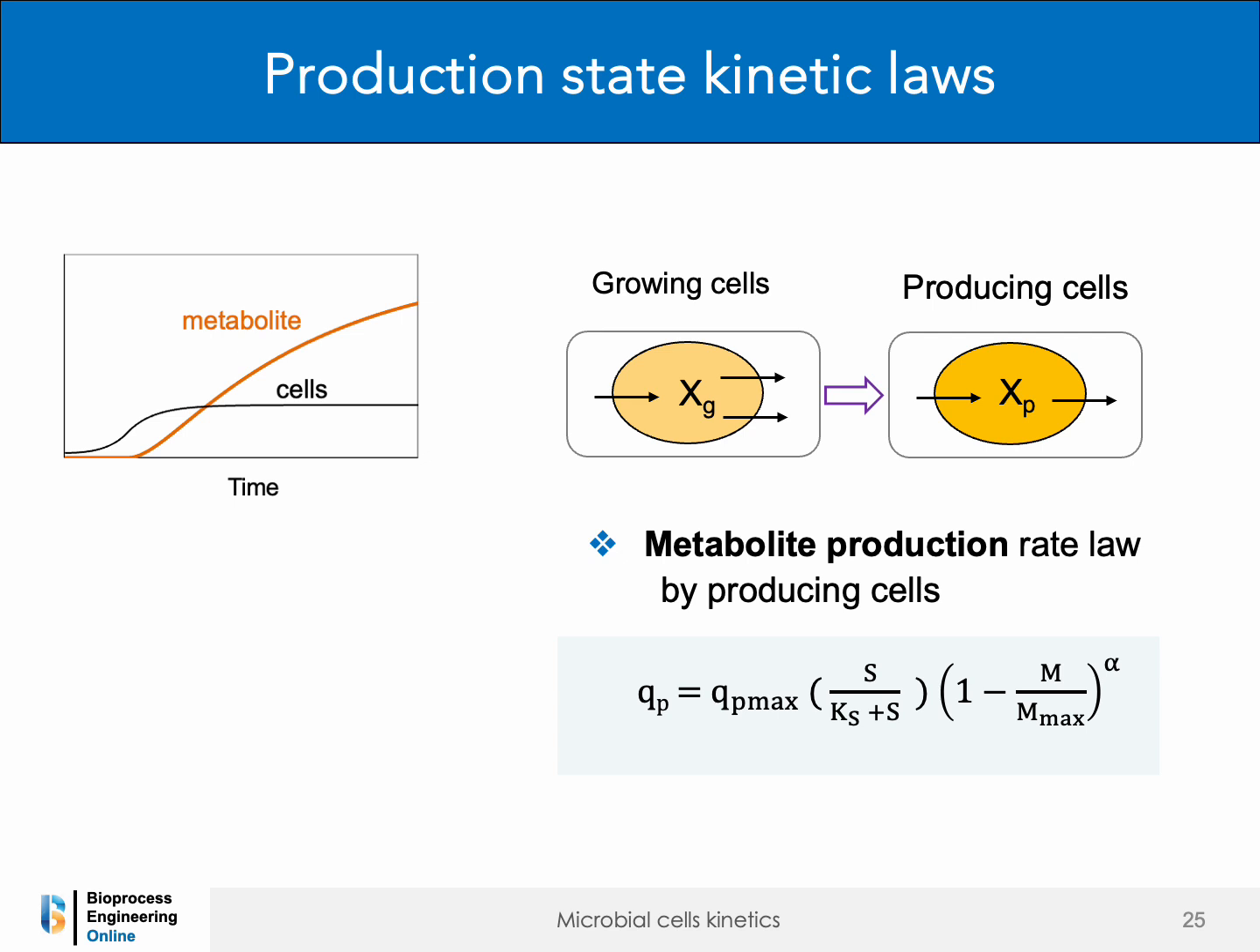A more efficient kinetic model for microbial production of non-growth associated products is achieved by considering the two physiological state model. This model accounts for the transition of cells from the growth state Xg to the production state Xp. The model includes specific rate laws for cells in the production state. For example, a general kinetic law for the specific metabolite production rate, Qp, is the product of the maximal specific production rate, Qp max, a substrate limiting term at low substrate concentrations, and a metabolite inhibiting term at high metabolite concentrations.